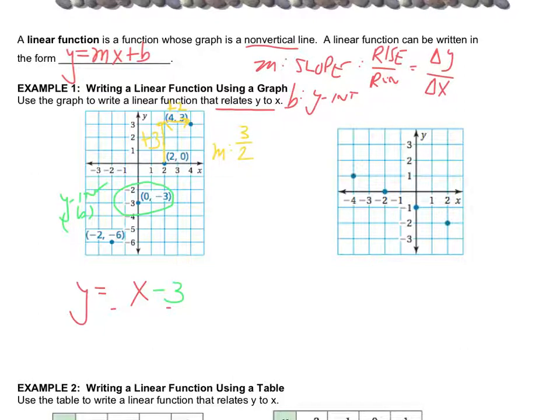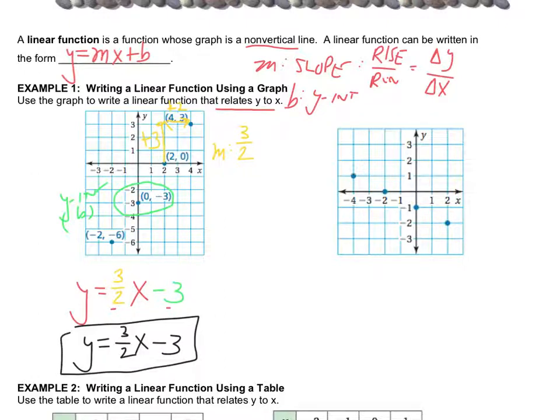So then I just plug that in to my equation. And if I really want to make this definite, y equals 3 over 2 x minus 3. There is the linear function that's relating y's to x's of that graph.